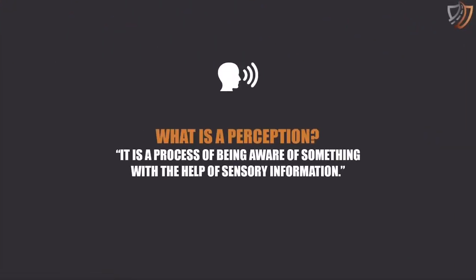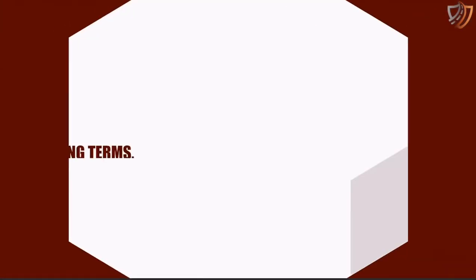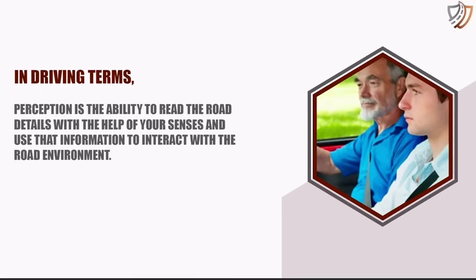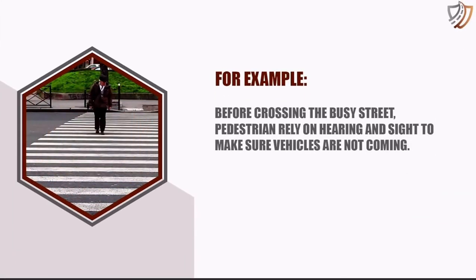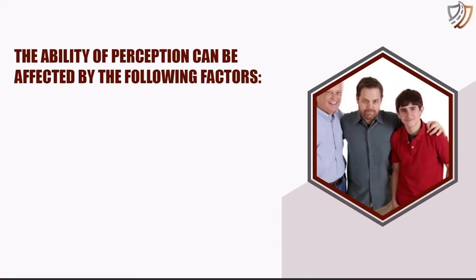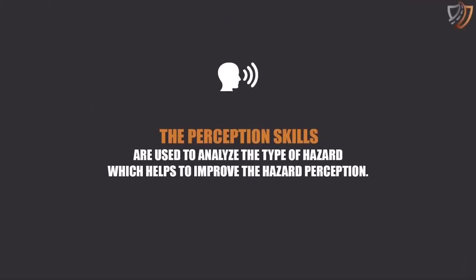The perception. It is a process of being aware of something with the help of sensory information. In driving terms, perception is the ability to read the road details with the help of your senses and use that information to interact with the road environment. For example, before crossing the busy street, pedestrians rely on hearing and sight to make sure vehicles are not coming. The ability of perception can be affected by the following factors: age, level of understanding, nature of information. The perception skills are used to analyze the type of hazard which helps to improve the hazard perception.